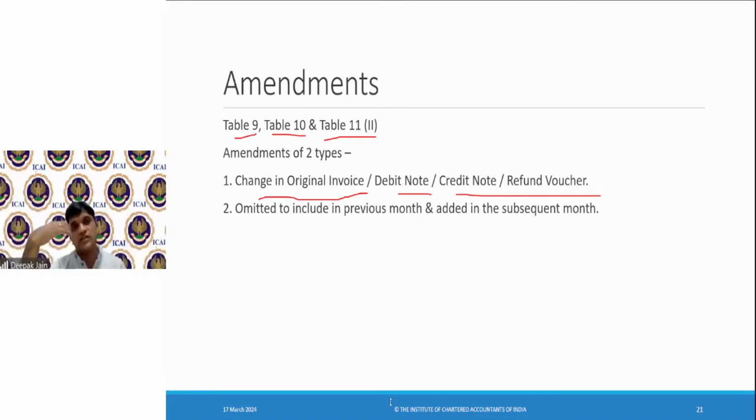Any of these documents, what you have reported on the portal, if there's a mistake, you can do the amendment. You have mentioned wrong GSTIN number, then you can do the correction. Then omitted to include in the previous month, then you can add it in the subsequent month.